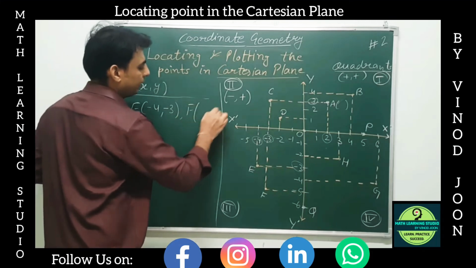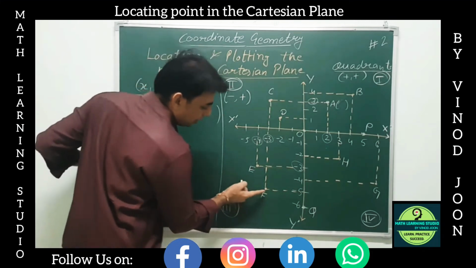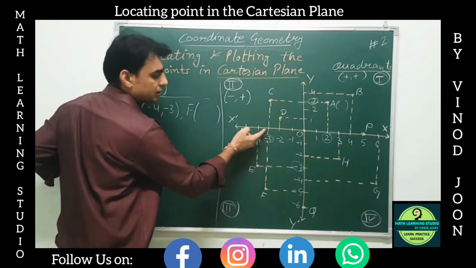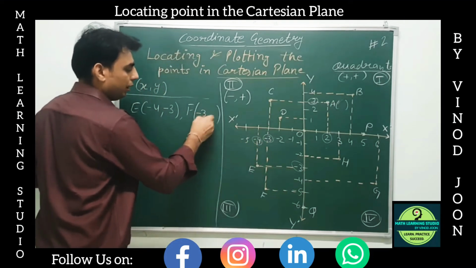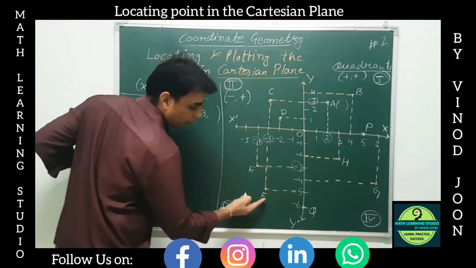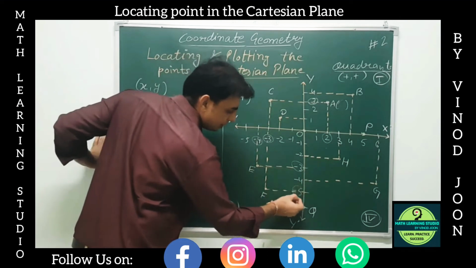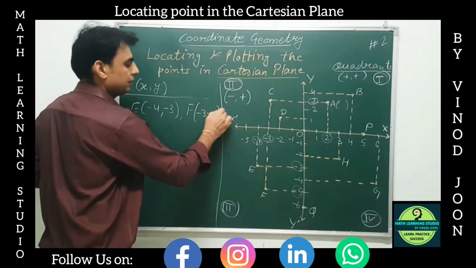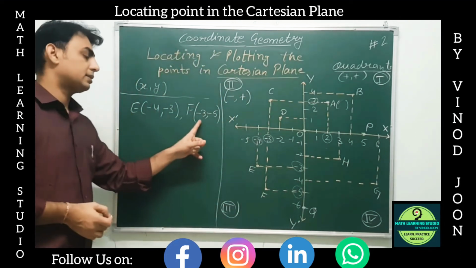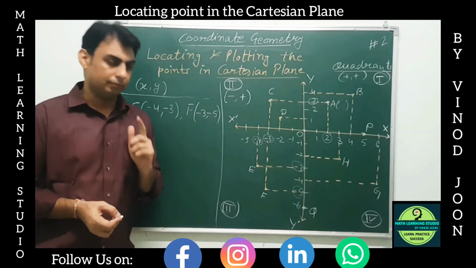Then for point F also we can find out like that. For F we go to the x-axis first. It is at -3. Okay. And then for the value of y we can see this point as -5. So the coordinates are -3, -5.